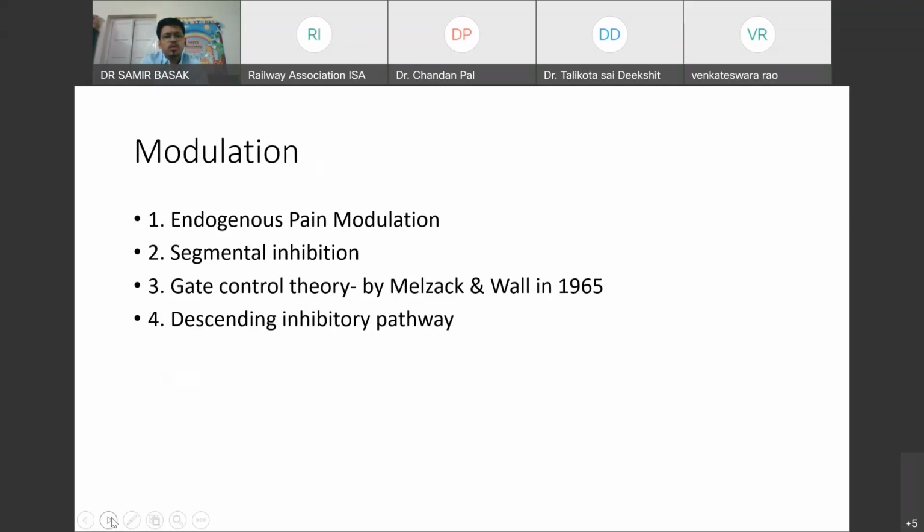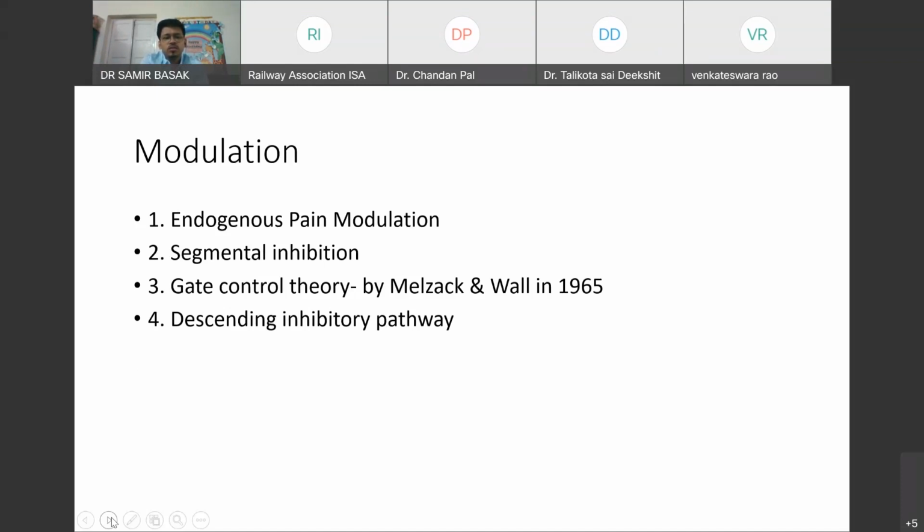When it comes to modulation, how we modulate our pain as we finally perceive it: sometimes there is a cut but we may not feel it. This is because of the endogenous pain modulation. At the particular spinal segment, there is GABA mediated inhibition and other inhibition. So in segmental inhibition, there is the gate control theory.